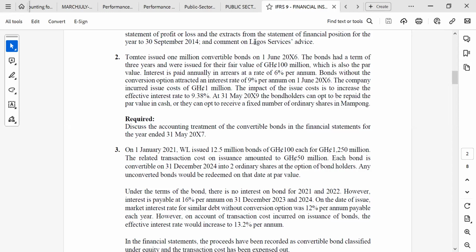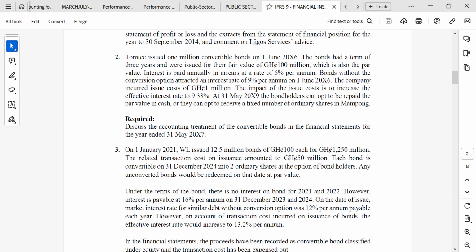Okay, thank you. So please, as soon as you see something like the instrument can be converted, or the people can opt to receive a fixed number of shares in equity shares, we have to know that that is a convertible instrument. Sometimes they will not give it to you like that. They can say the company has redeemable preference shares, but the latter part says that the holders have the right to opt for ordinary shares, or they can choose to redeem at par.